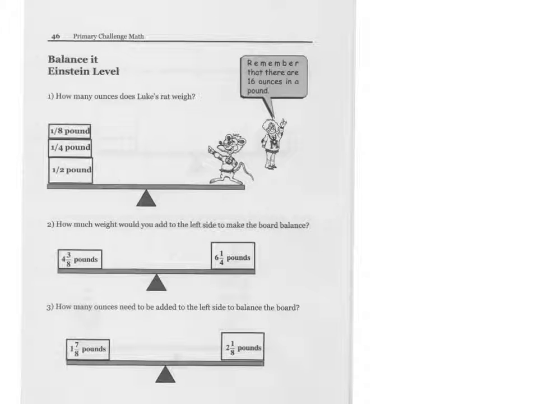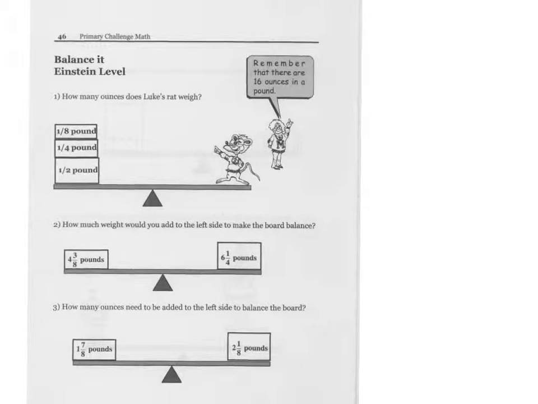So if we look at problem number 1, this is chapter 5, we put together an eighth, a fourth, and a half. So let's think of them all as eighths. A half pound is 4/8, a fourth of a pound is 2/8, and the 1/8. So if we put all these together, 1, 2, and 4, we get 7/8. So the rat weighs 7/8.